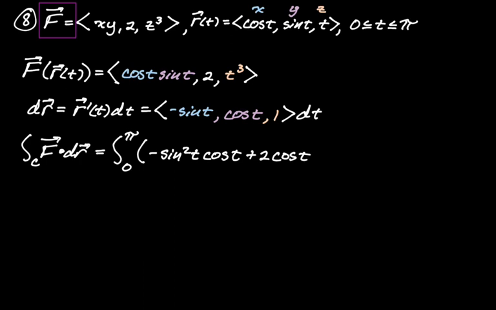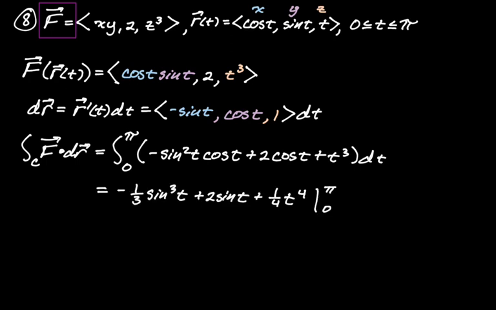As you get more comfortable, you can get away with showing a lot less work, I guess, is basically what I'm saying. We need to integrate all of this. I'm going to assume you can and just do it. Negative 1/3 sine cubed plus 2 sine plus 1/4 t to the 4th from 0 to pi. Plug in pi. The sine of pi is 0, so almost everything goes away. The sine of 0 is also 0, so actually everything goes away there. So all we're left with is pi to the 4th over 4. That's the only thing that we're left with. Everything else just zeroes out, which is kind of the best. So that's our answer.